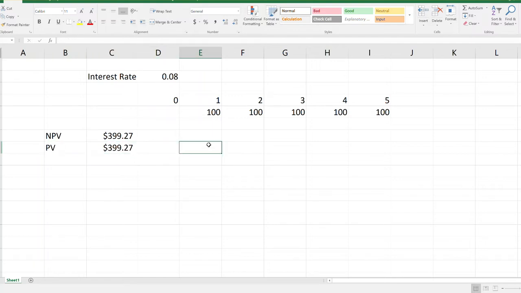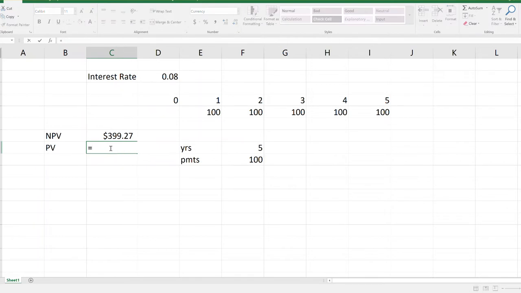So I could have simply said number of years, and then I could have said payments. To do this again, I could say 5 and 100. So to type this over again, I go equals negative PV, come up here for the interest rate, comma, the number of periods is 5, comma, the payment is 100, parentheses, hit return, and I get the $399.